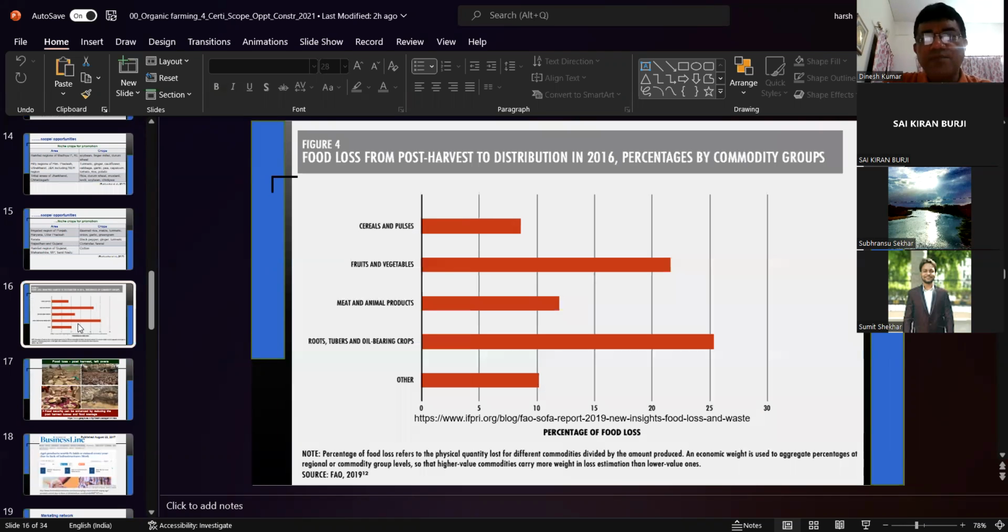Regarding sustainability of organic farming systems, you can see how much food we are losing in the world. You can see food loss from post-harvest to distribution in 2016. This data is from FAO 2019. About 8% of cereals and pulses are destroyed after the harvest, post-harvest losses. For fruits and vegetables, roughly 20% losses are there. For meat and animal products, it is somewhere around 12%. For roots, tubers, and oilseed-bearing crops, 25% losses are there, and others 10%.